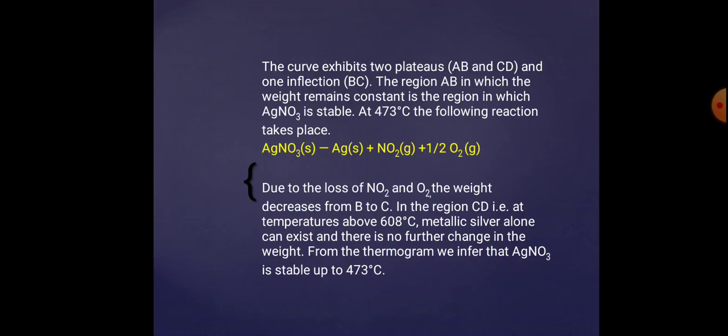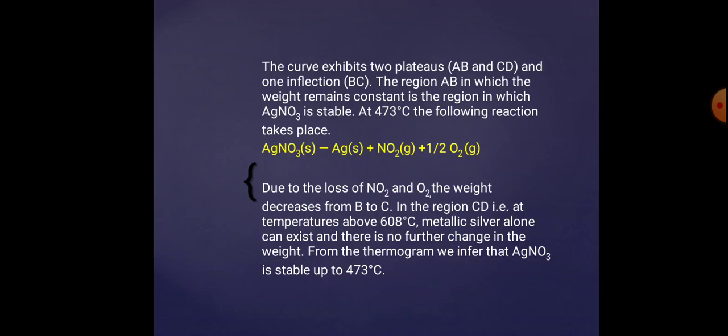AgNO3, which is in a solid phase, gets converted into silver solid, NO2 gaseous phase and O2 gaseous phase. So when you are increasing to 470 degrees Celsius and above, the NO2 gas and O2 gas are simultaneously and slowly ejected from the reaction, due to which the weight loss takes place. But when you reach 608 degrees Celsius, the complete ejection of NO2 and O2 takes place, due to which at 608 degrees Celsius only the silver remains.